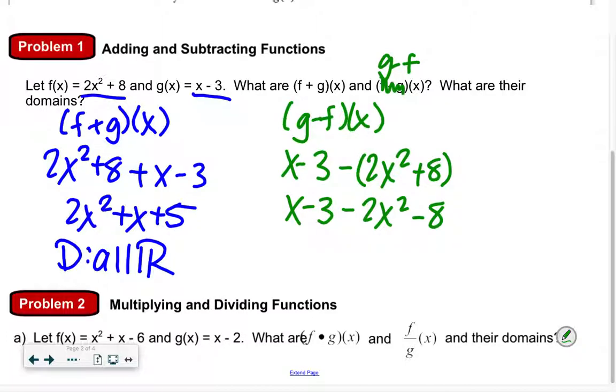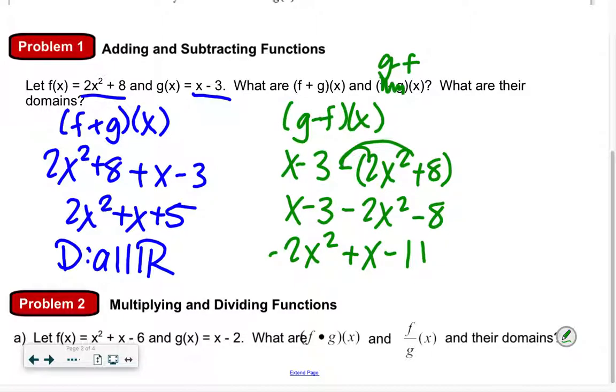Okay, let's put our highest term first. So we have our negative 2x squared. Wait, how did you get from that to negative 8? Distribute your minus sign. So minus 2x squared plus x, then what? Minus 11.